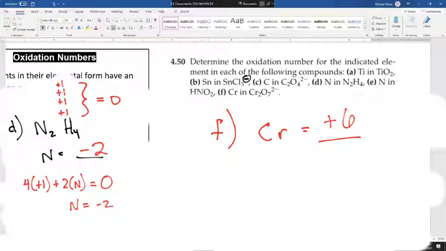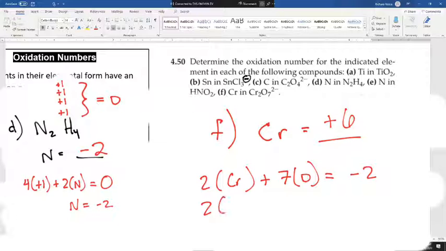How many chromiums do I have? 2. How many oxygens do I have? 7 oxygens. What does it have to add up to? -2. Call that X for chromium, plus, what do I know oxygen is most of the time? So you just solve it for X.